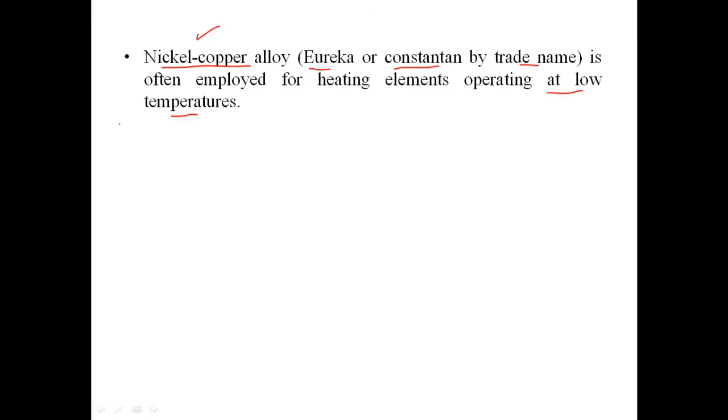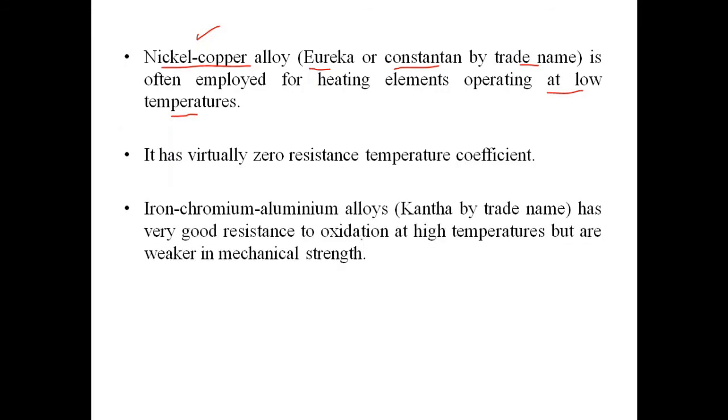Okay, so this is one combination, and that's for zero temperature coefficient. And there is one more combination of iron, chromium and aluminium. This combination is called Kanthal, that's a trade name. It's going to have very high resistance to oxidation at high temperatures. This is important. So oxidation cannot happen up to high temperatures.